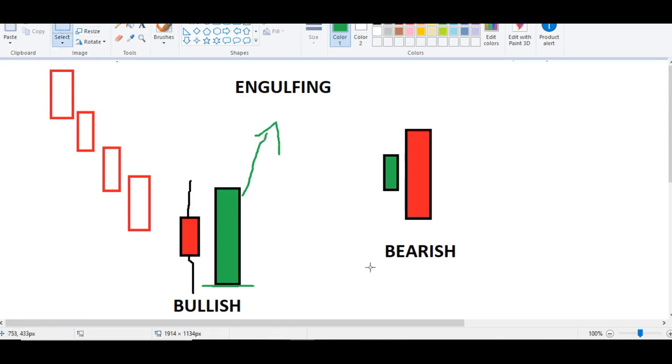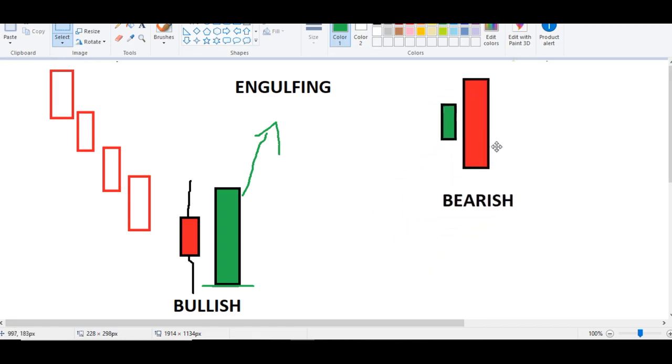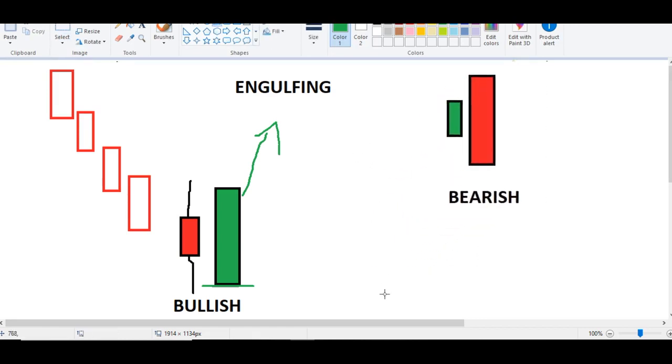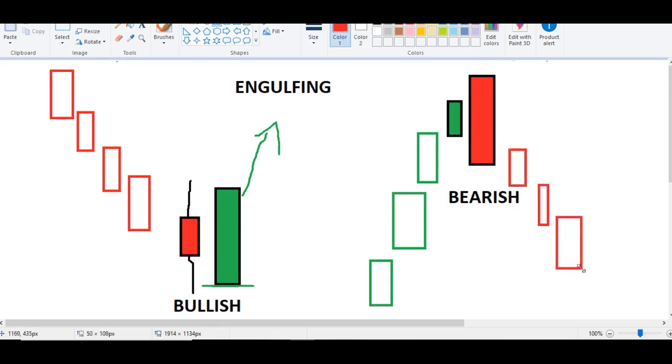And same thing with a bearish engulfing. I want to see this pattern at the topmost of the trend, right? If I see a bearish engulfing at the top of the trend, this is telling me that heavy sellers are coming in at the top and that they want to reverse the price and take it lower, right? So this is a very, very good trend reversal candlestick pattern.